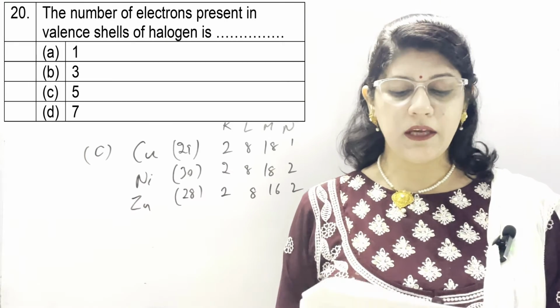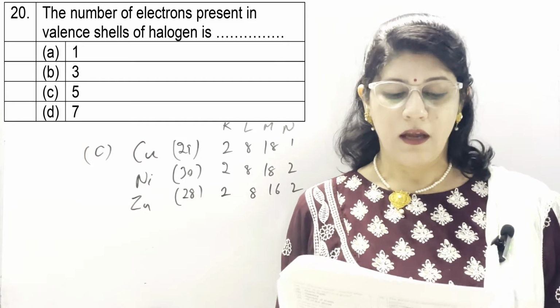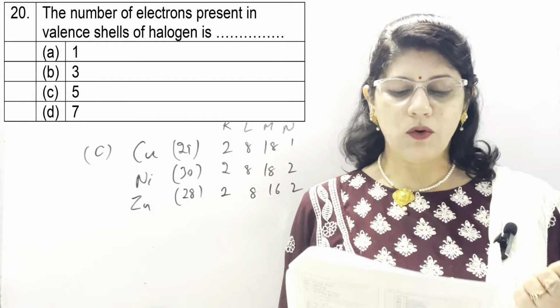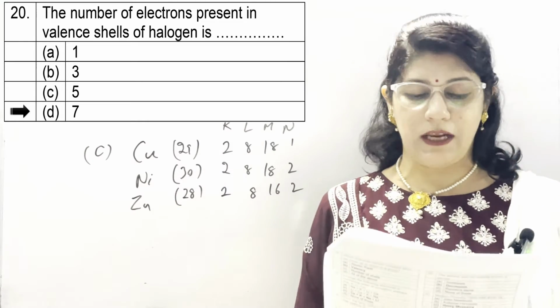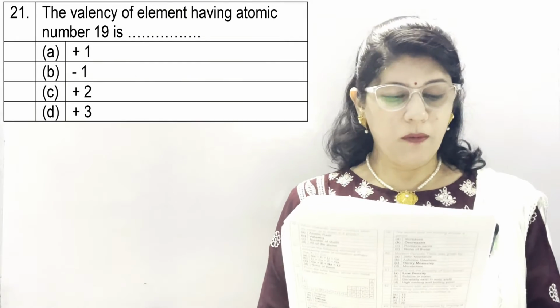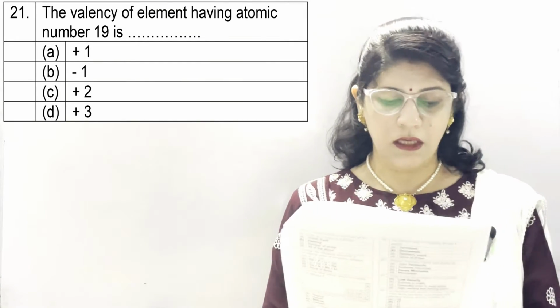Question number 20. The number of electrons present in valence shell of halogen is. First option is 1, then 3, then 5 and then 7. We know that halogens belong to 17th group, so they all have 7 valence electrons in their outermost shell other than helium. MCQ number 21 is the valency of element having atomic number 19.